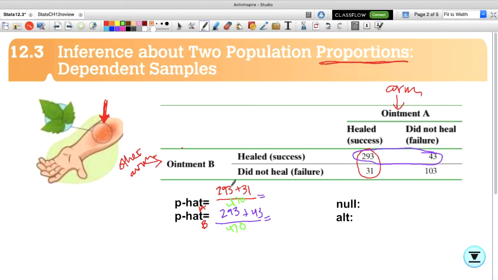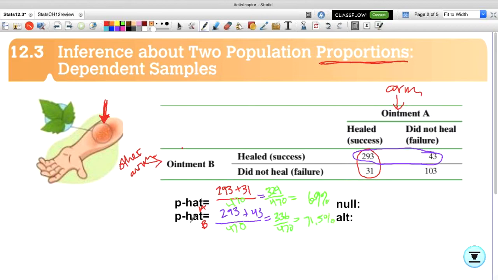If I were to add across the top here, 324 over 470. And then here I would get 336 over 470. Again, if we're comparing proportions, it's easiest if they're decimals. So this one comes out to be 0.689, or approximately 69%. And then if we look down here, 336 divided by 470 gives us 0.7149, so kind of like 71.5%.